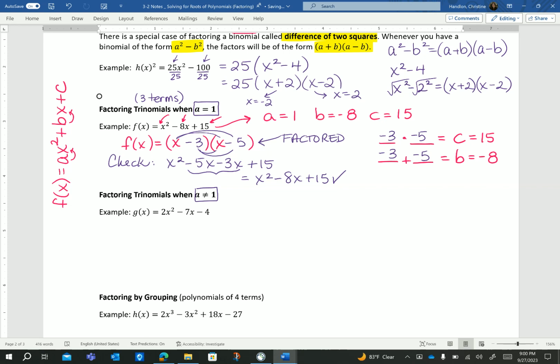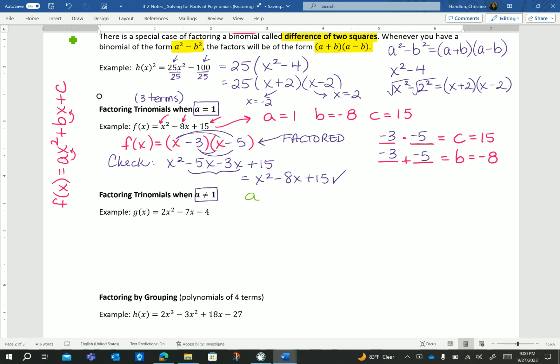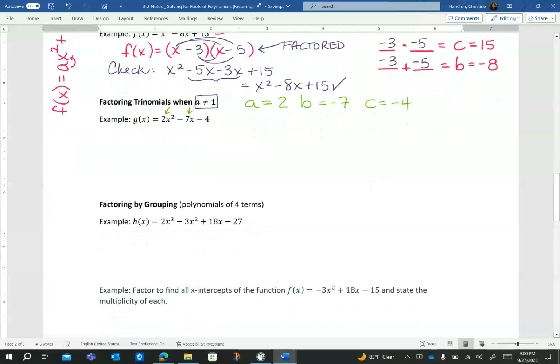Okay? Things change up a little bit. So let's do this one in green so we make sure it stands out differently to the previous problem. So let's do a, b, and c. A is 2, right there. B is negative 7. And c is my constant, negative 4. So the questioning technique here is going to change, okay? You're no longer going to do two numbers that multiply to be c, but you are going to retain the two numbers that add to be b. That's not going to change.